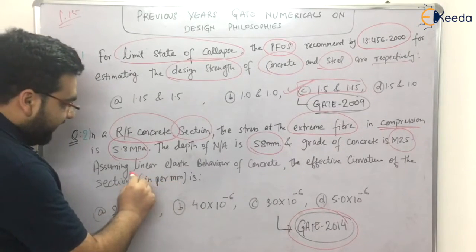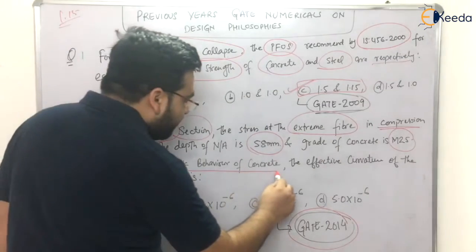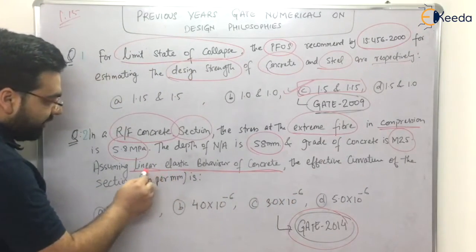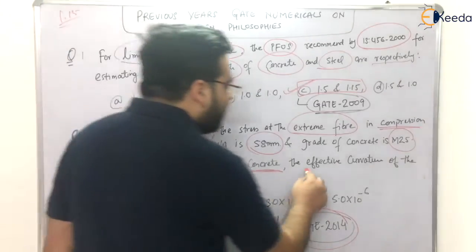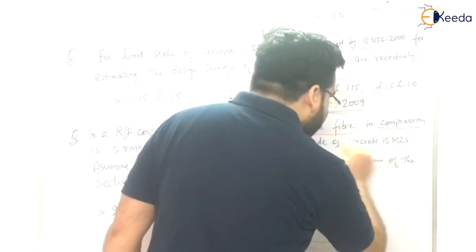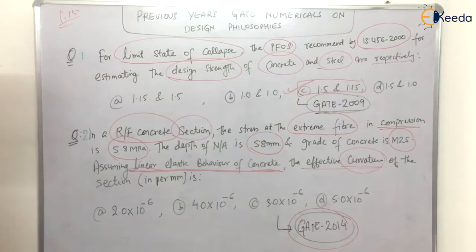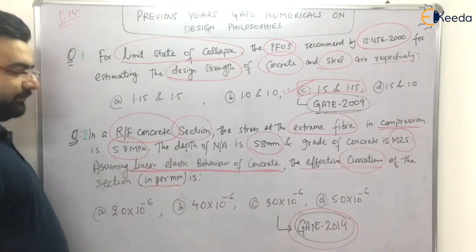Assuming linear elastic behavior of concrete. Now this is important. Assuming linear elastic behavior of concrete, the effective curvature of the section in per mm is.